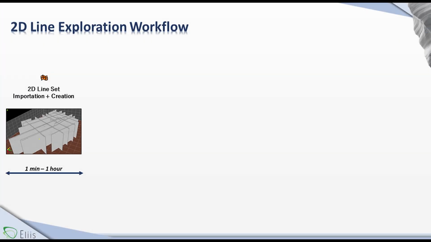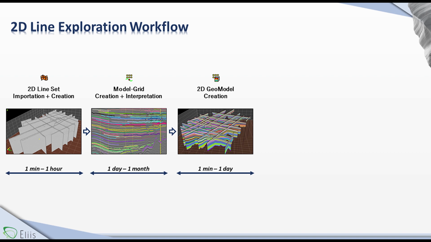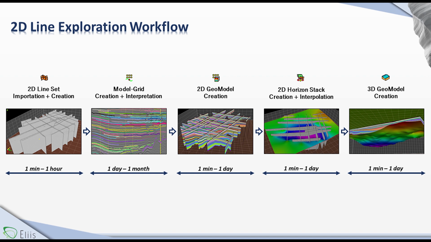The interpretation of 2D seismic lines follows the same workflow as 3D seismic interpretation. It includes 2D line set creation, model grid creation and interpretation, 2D geomodel creation, 2D horizon stack creation and interpolation, 3D geomodel creation using the 3D horizon stack as constraint.